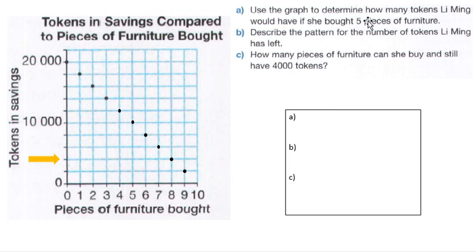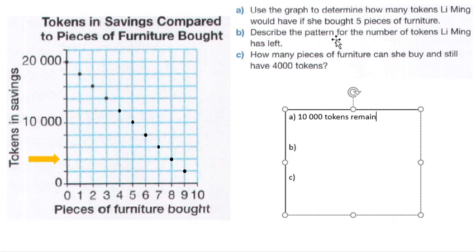So the question's asking if she bought 5. So that would be right here. If she bought 5, we go up, and this is where the dot is. So if she bought 5, she would have 10,000 tokens remaining.